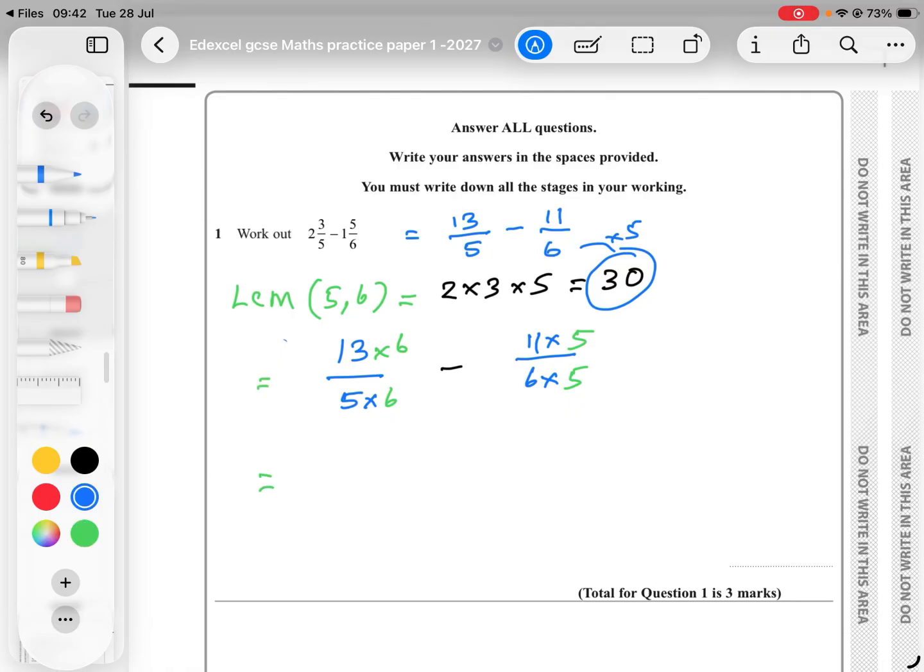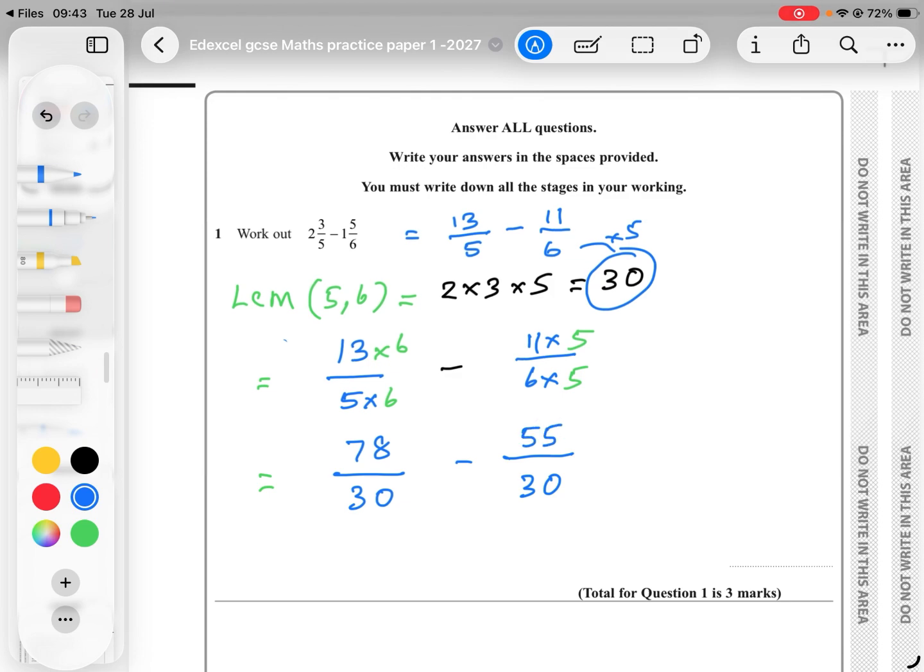So 13 times 6, 78, divided by 5 times 6, 30. Take away 6 times 5, denominator 30. 11 times 5, 55.